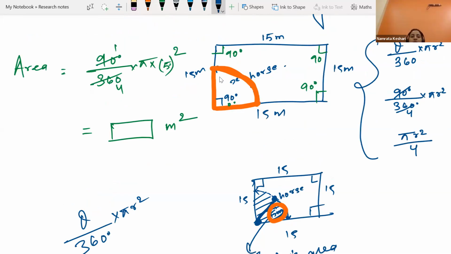Are you getting it, Sumaya and Fazan? Yes, do it. Let me know what answer you are getting. What is the area? See, I have written everything over here: 90 by 360 into pi into 5 square, because the length of the rope was 5.